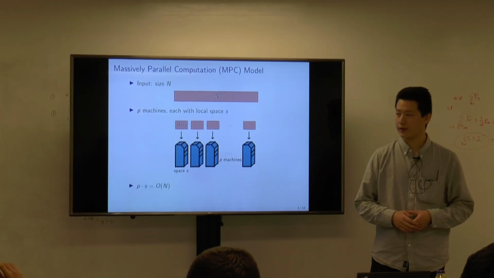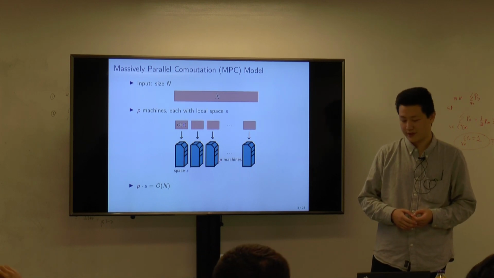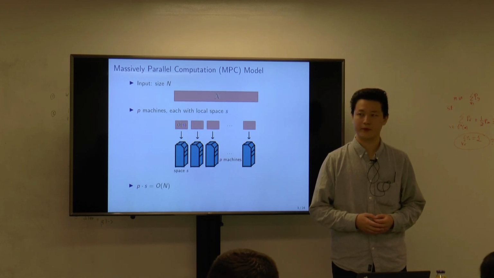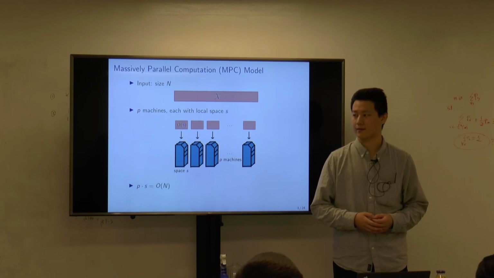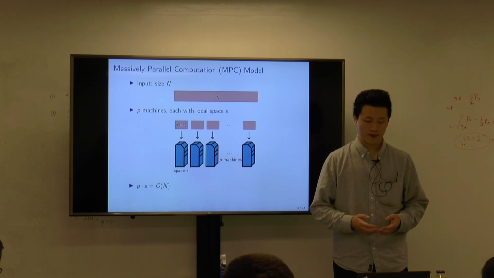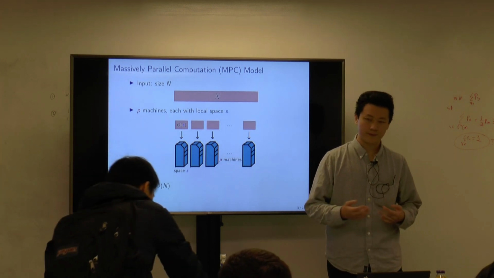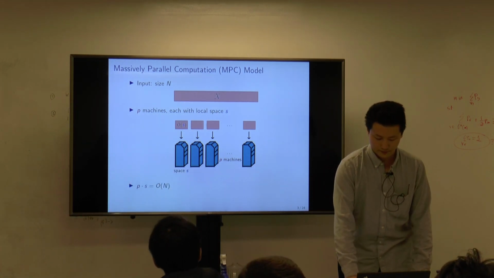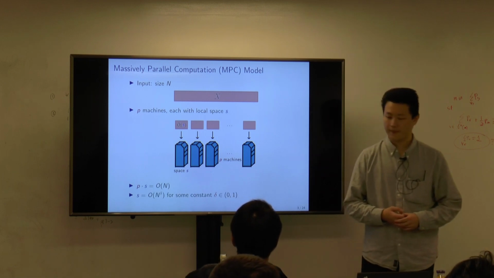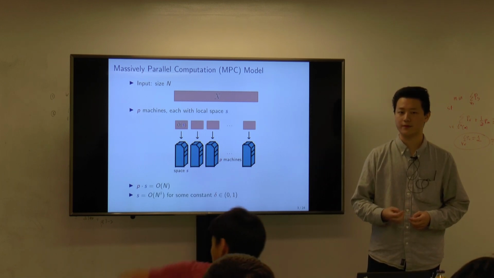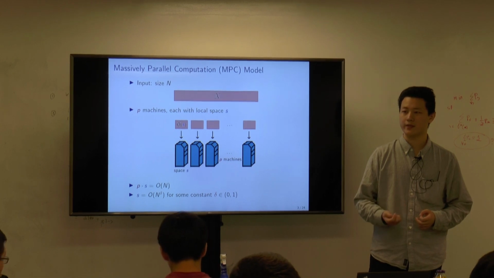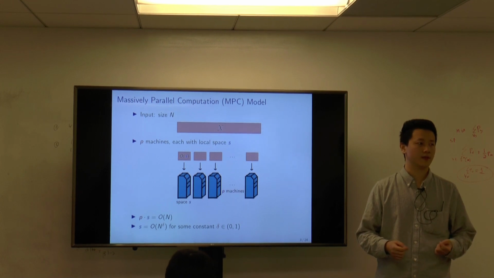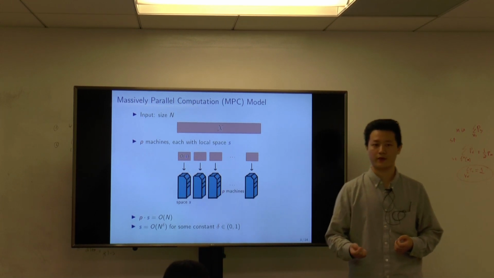In our work, we care about the most restrictive case. In this case, the number of machines times the local memory size is just linear in the input size. This means that the total space available in your system is linear in your input size. Furthermore, the local memory size is sublinear in the input size. This means that no machine can hold the entire data, so to compute the final result, the machines have to communicate and coordinate with each other.